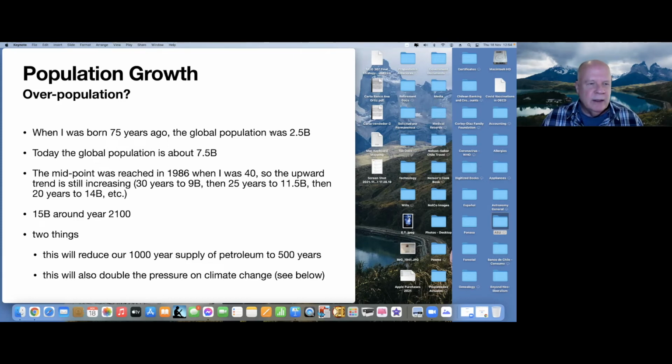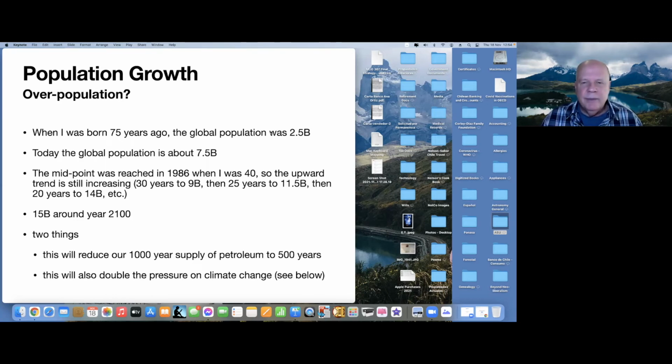So the upward trend is still increasing, but at faster rates. It was 40 years to get from 2.5 to 5. It's only been 35 years to get from 5 to 7.5. So I'm projecting, keeping to that same curve, that in about 30 years we should be at 9 billion. Then the 25 years after that point, all the way up to 11.5 billion. And then 20 more years would be up to 14 billion. So around 2100, I'm expecting that we'll be around 15 billion.